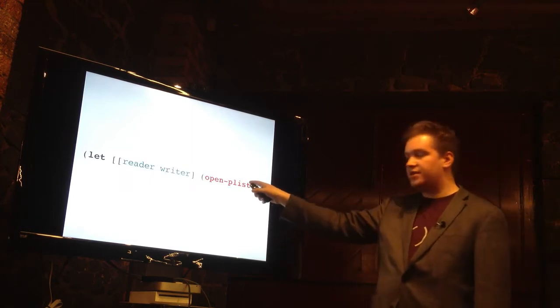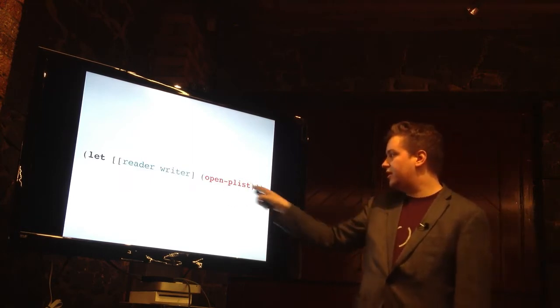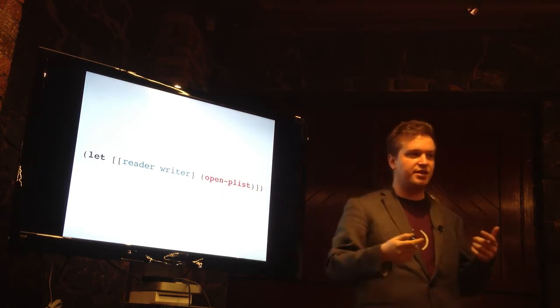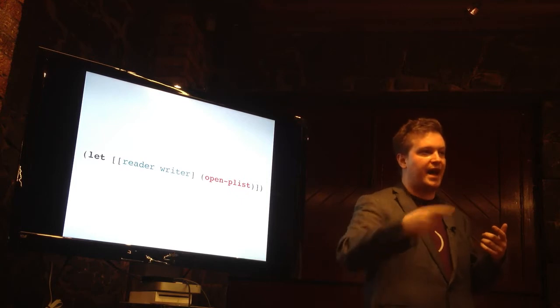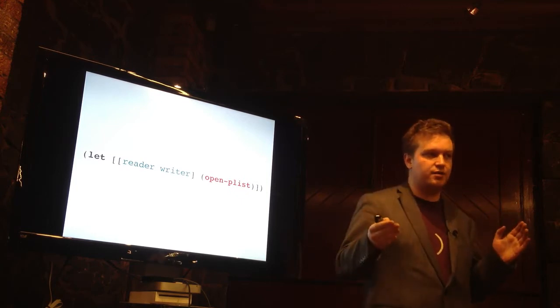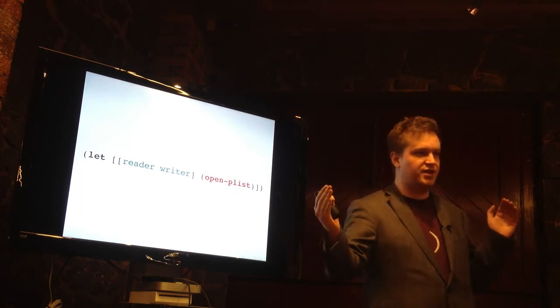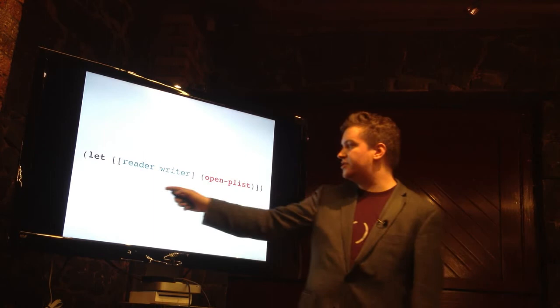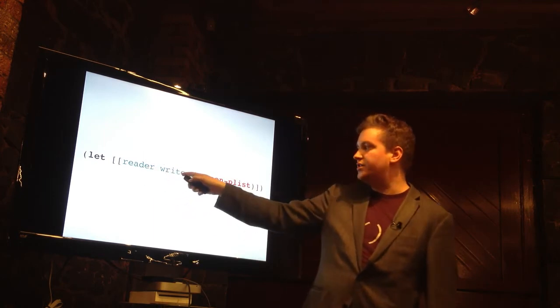So plist is the abbreviation for promise list. This function returns an open promise list. So this is a promise list that new values can be added into, as opposed to a closed one, which you can't add anything new into. It has a definite end. So open-plist returns back a pair of reader and writer.